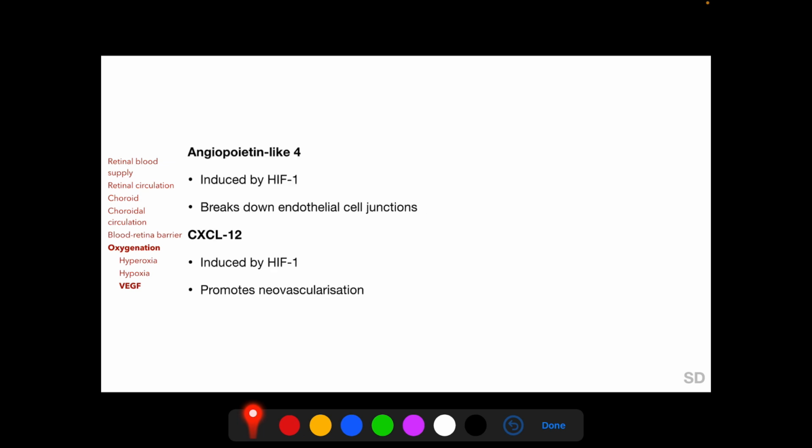Other factors which are induced by HIF1 include angiopoietin-like 4 and CXCL2. Angiopoietin-like 4 breaks down endothelial cell junctions, and CXCL2 promotes neovascularization, and these are potential sites for future drug candidates.